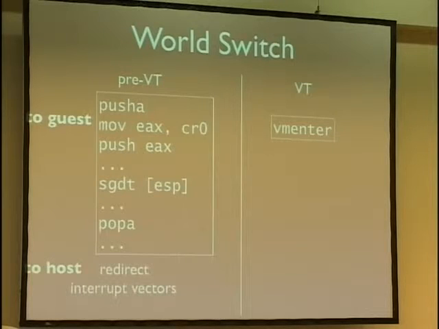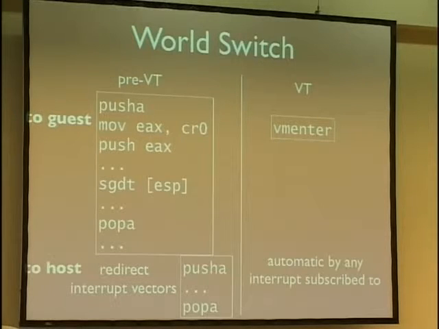Before VT, switching back to the host would mean you had to redirect all your interrupt vectors and have some small code mapped into the guest that could intercept all the interrupts and do the world switch back, with code like this again, saving all the registers and loading the old register set. With VT, everything you have to do is subscribe to interrupts. You tell VT what interrupts and exceptions you want. Typically you want all of them, so that you can do good virtualization. But if you want very lightweight virtualization, like Blue Pill or rootkits, you don't want any interrupts. You let the system do everything, then it cannot be measured that you're running at all.